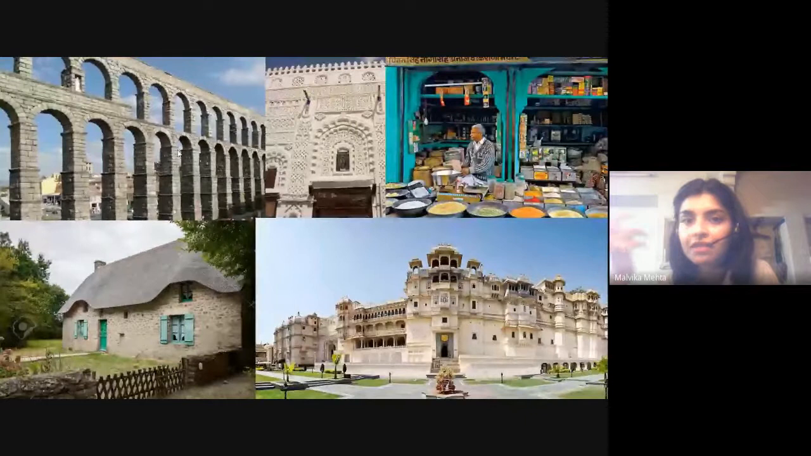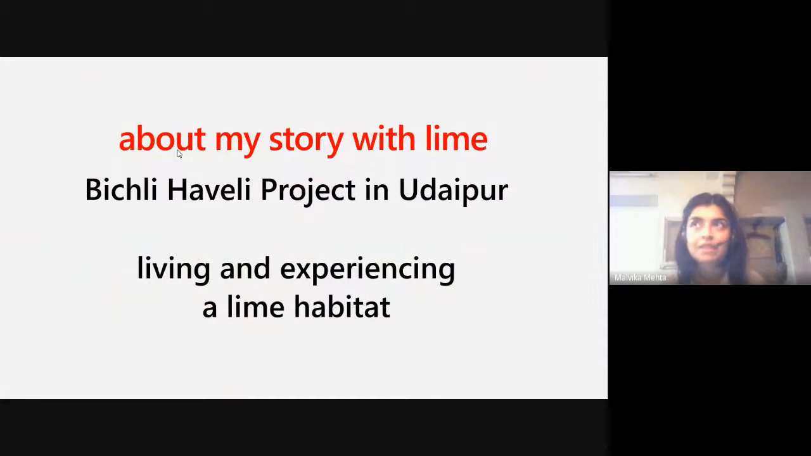And I've been very fortunate that for the last 5 years or so, I've had the good fortune of living in the Bichli Haveli, which is actually my ancestral home in Udaipur. It's been with our family. It was built by our family generations ago. And I've been very lucky because soon after I completed my studies in architecture, my family said this house is sitting locked. It's a beautiful house. Why don't you try and restore it and introduce modern amenities and bring it back to life?